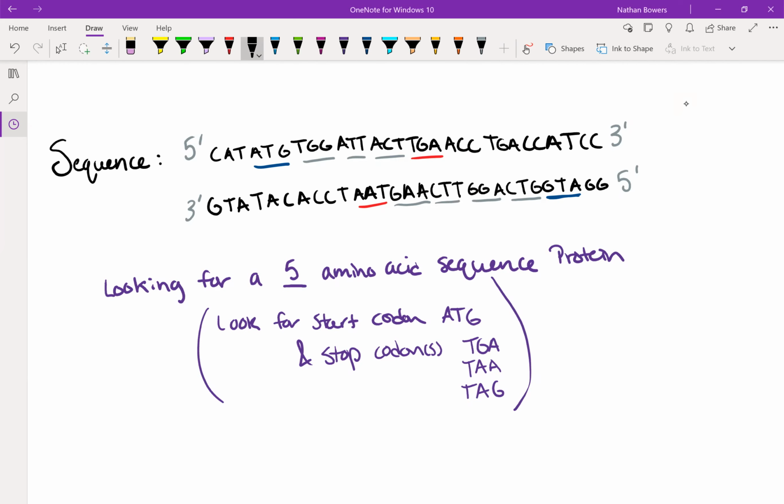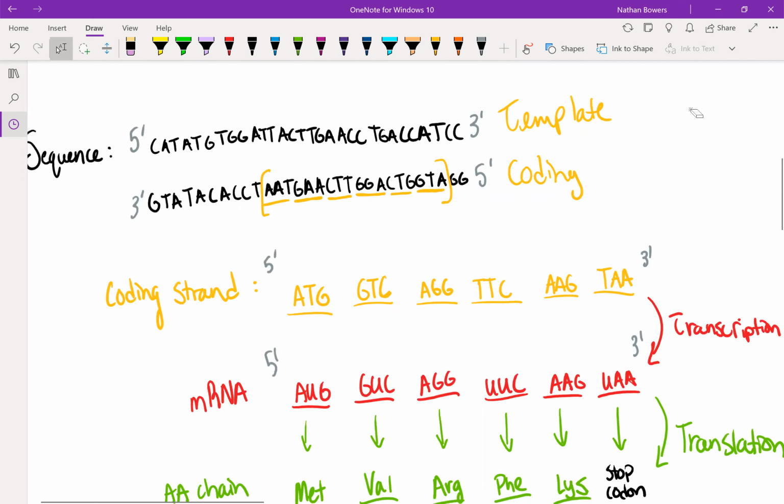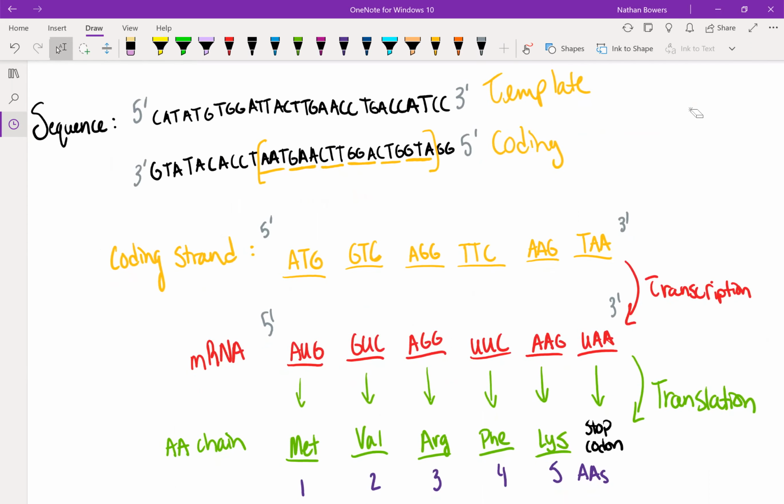It looks like the bottom strand is going to be our sequence of interest because it has 1, 2, 3, 4, 5, and this has 1, 2, 3, 4 amino acids. So taking our coding strand, we're going to write it in a 5' to 3' direction to make it easier. After transcription, the coding strand is going to be the same as the mRNA, except the thymines are going to be uracils. So we're going to replace the T's with U's.